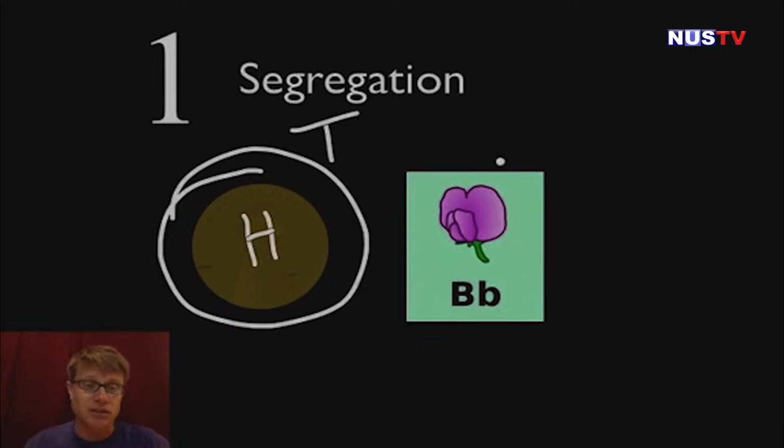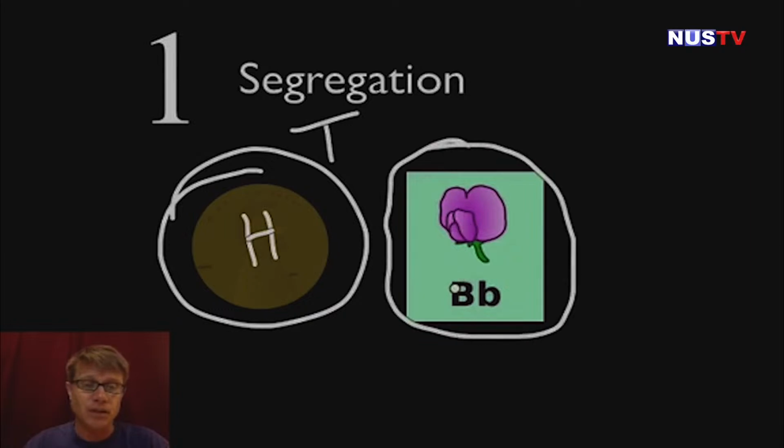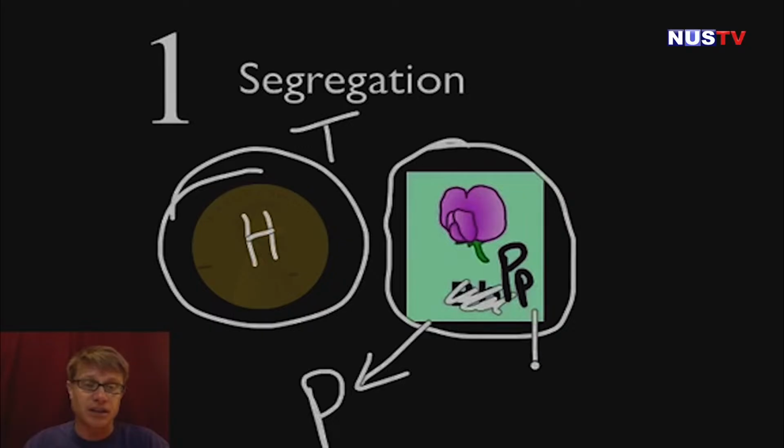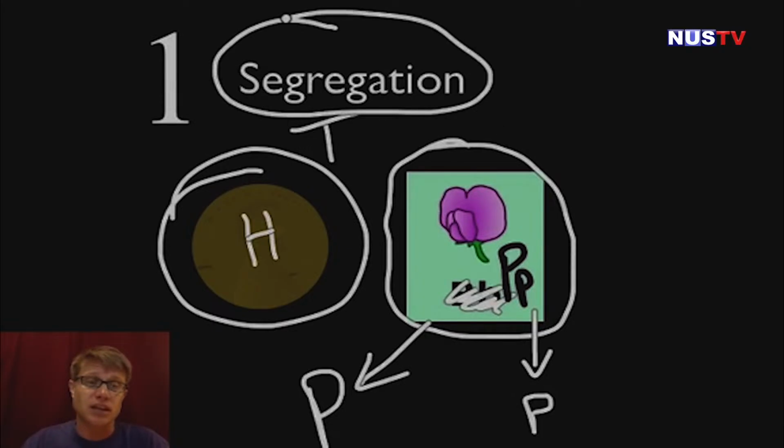Same thing with genes. If this is that F1 generation, and this shouldn't be B, this should be P, so we'd say this is big P, little p. What are the odds that the offspring are going to get a big P? Well, it's 1 in 2. What are the odds that they're going to get a little p? It's 1 in 2. And that separation of those two alleles is called segregation. This idea of segregation says that there's a 50% chance you're going to get either of these genes. They separate, and it's just random chance.